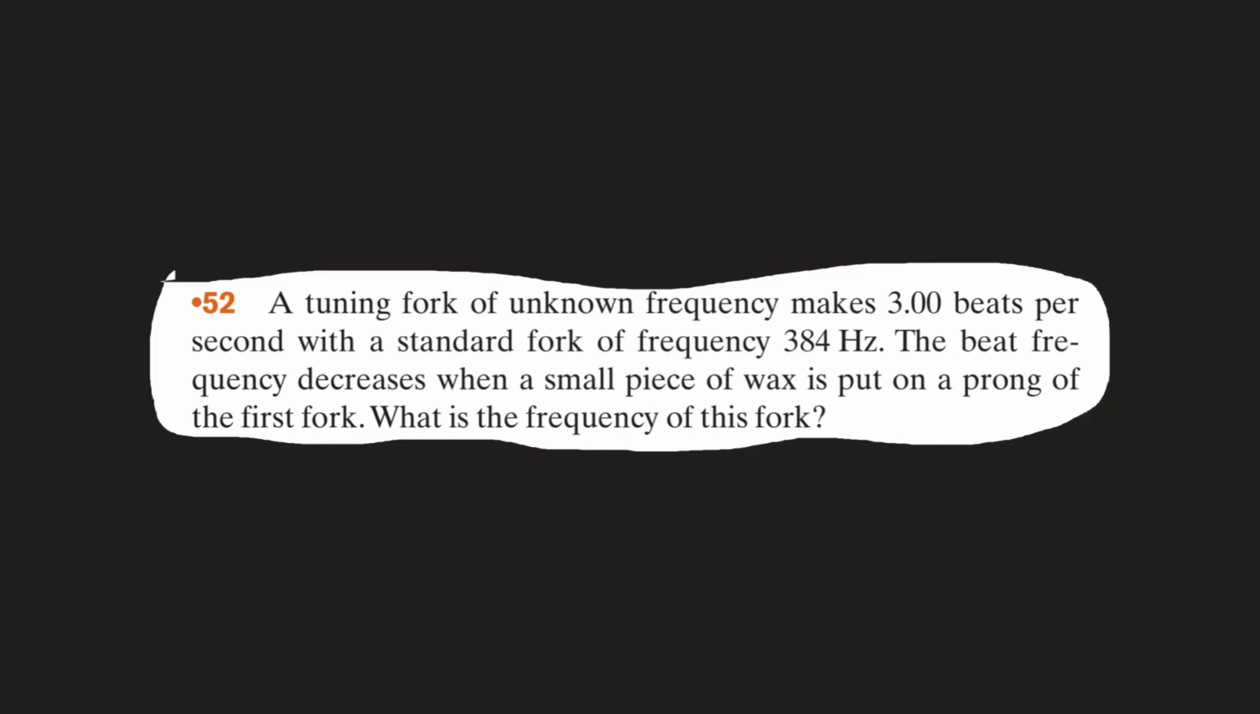Problem number 52. A tuning fork of unknown frequency makes 3 beats per second with a standard fork of frequency 384 Hz. The beat frequency decreases when a small piece of wax is put on a prong of the first fork. What is the frequency of this fork?